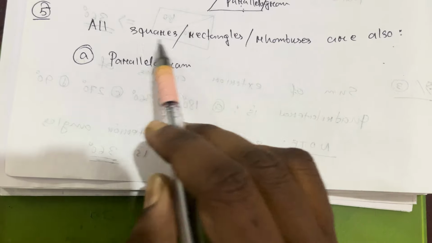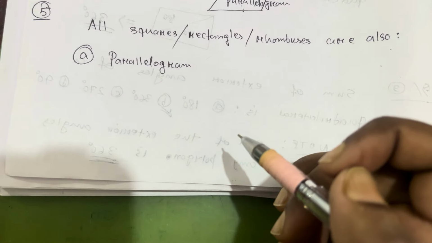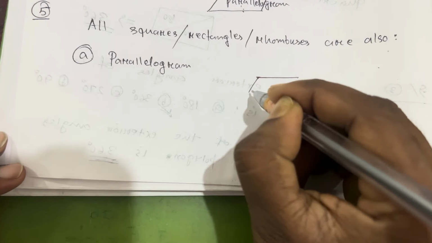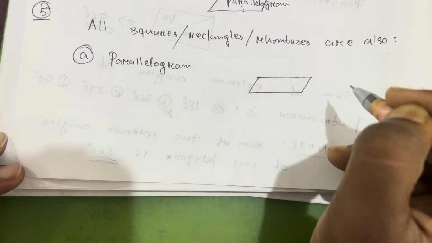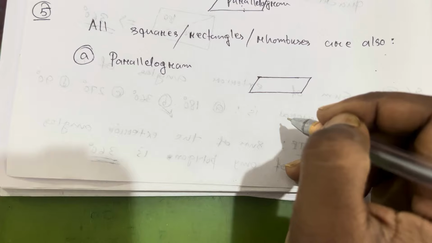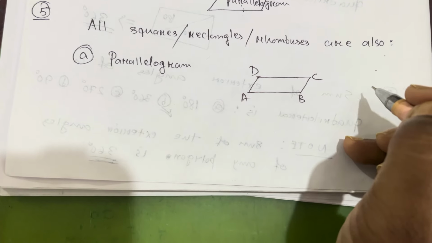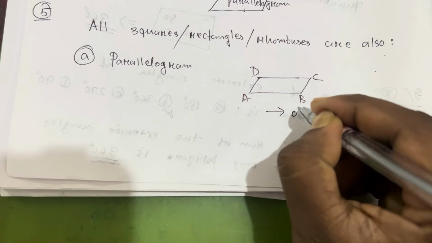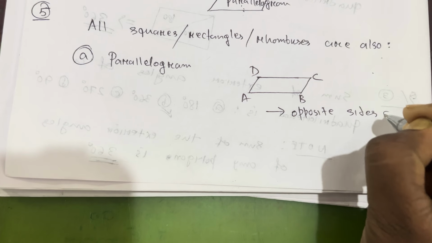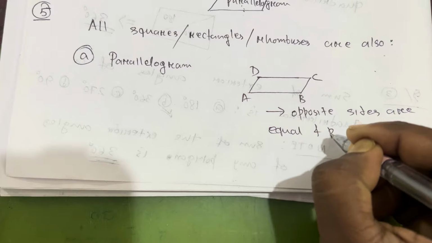Question number 5. All squares, rectangles and rhombuses are what? Parallelograms. Why? What do you mean by parallelogram? Parallelogram means a quadrilateral which has opposite sides equal and parallel. So that's why this is a parallelogram ABCD. This is parallel. Why is this a parallelogram? Because opposite sides are equal and parallel.